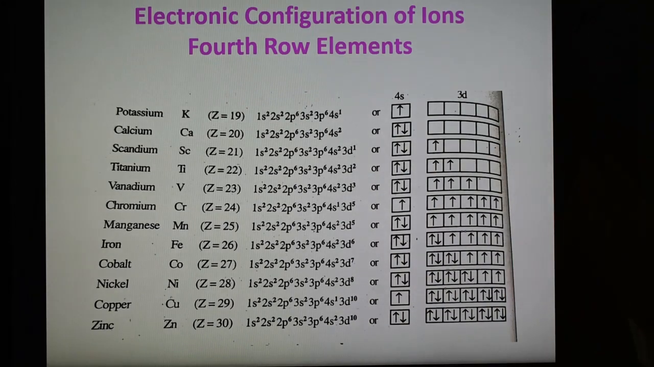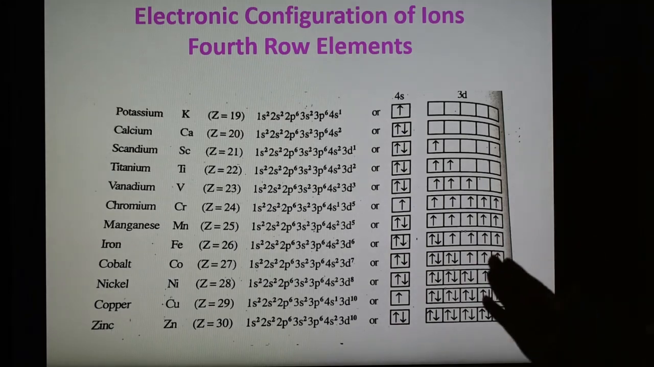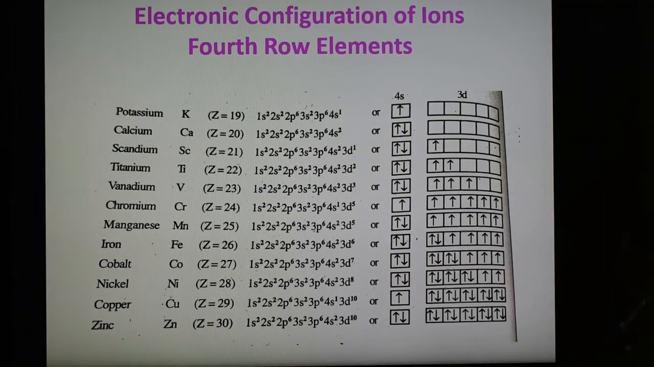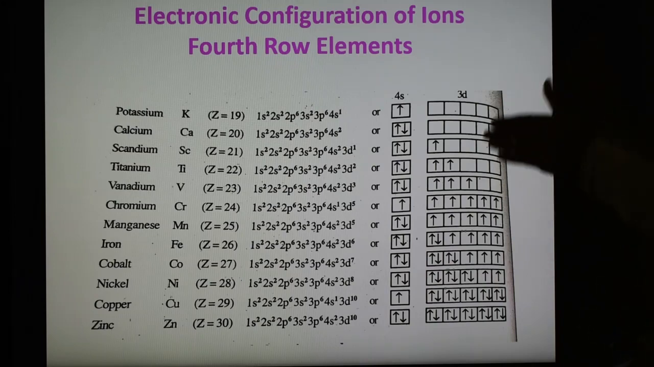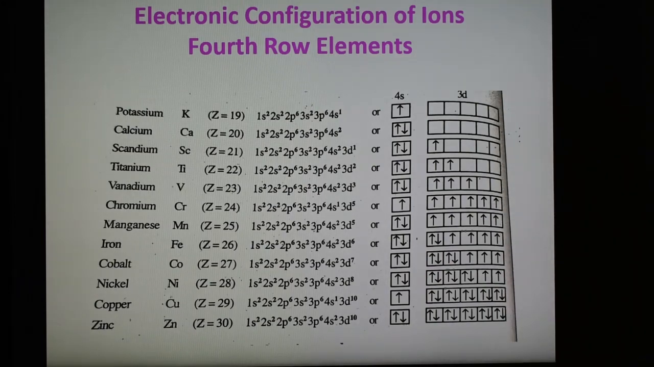So half filled and completely filled orbitals are more stable, they have extra stability, and therefore they have this exceptional configuration. So chromium and copper have exceptional configuration because they have half filled and completely filled d orbitals, and therefore this is the actual configuration of chromium and copper. So one by one d orbitals get filled. These are the configurations of fourth row elements.